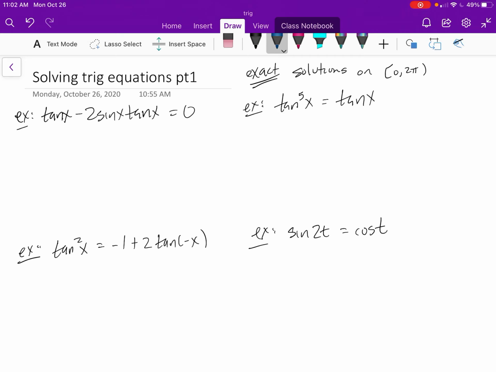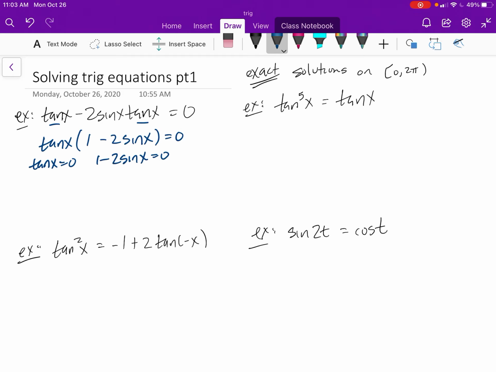First one, I see two terms here, and they both have a tangent. I'm going to factor that tangent out and see what happens. When I factor a tangent out, I still have 1 minus 2 sine x. Even though I have tangent and sine, two different trig functions, it's factored. I could set each factor equal to 0, the principle of zero products, and solve, and neither of those are too difficult to proceed. So where is tangent 0?